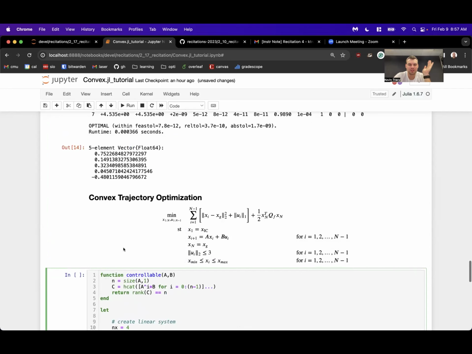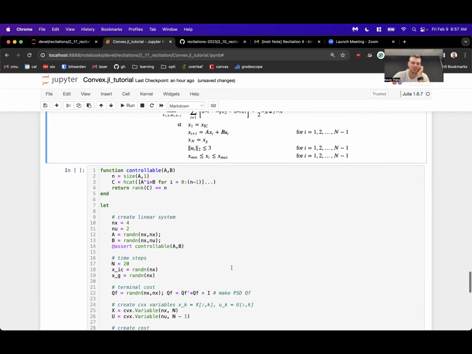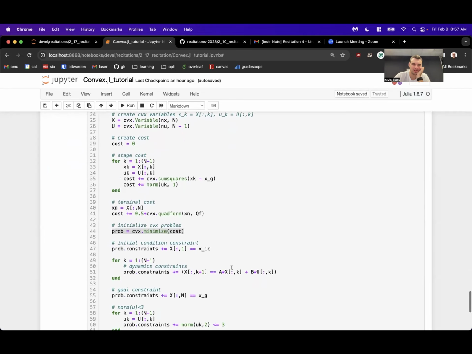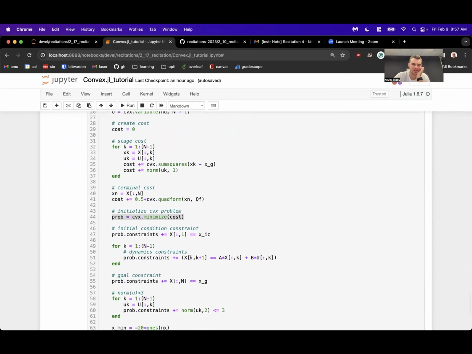And I have a bunch of constraints. I have my initial condition constraint. I have my dynamics constraint for each i up to n minus 1, a goal constraint, norm of u less than 3, and then bound constraints on x. So everything I just wrote down is still convex, totally solvable, but it would be an absolute pain in the neck to put this into a standard form solver. So using one of these parsing tools is, again, just magical. I can't express how amazing this is compared to doing it yourself.